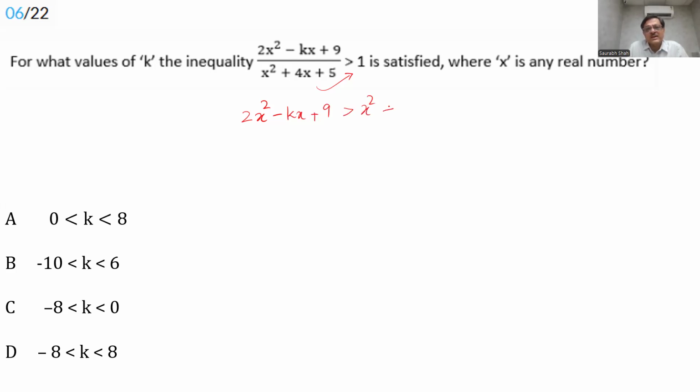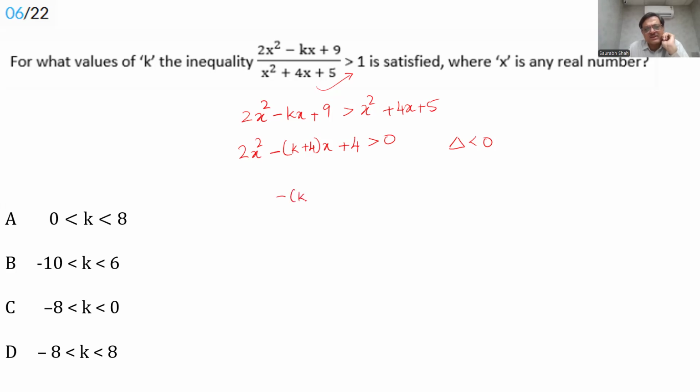cross multiply. X square plus 4x plus 5, which gives us 2x square minus kx minus 4x. So minus k plus 4 into x, 9 minus 5 plus 4 is greater than 0. Again, we have a quadratic expression which is always positive, which means delta has to be less than 0. Delta is again less than 0. The same concept is used again. Delta less than 0.